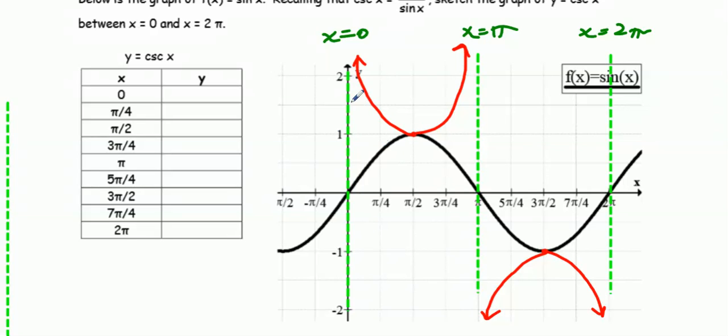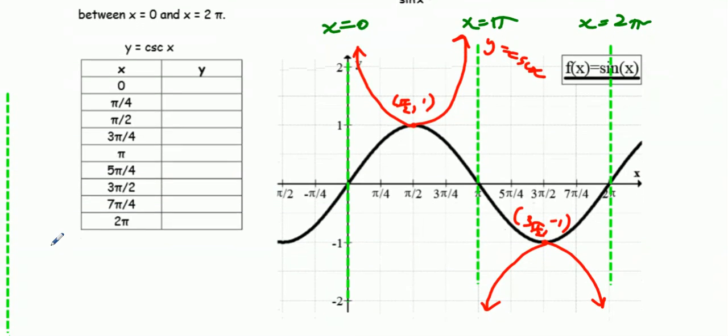I've got a couple things still to do. I've labeled my asymptotes. I have not labeled a point, so I expect you to label 1 point on each. So this is pi by 2 and 1. This is 3 pi by 2 and -1, and I expect the equation on there too. So this is y equals cosecant x. Okay, that's all for the first one.